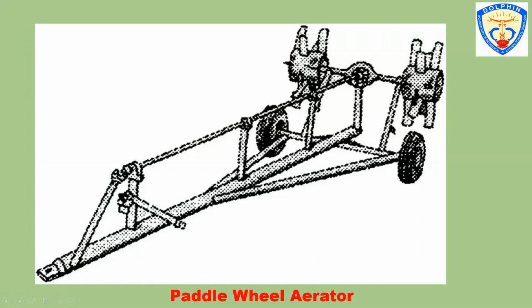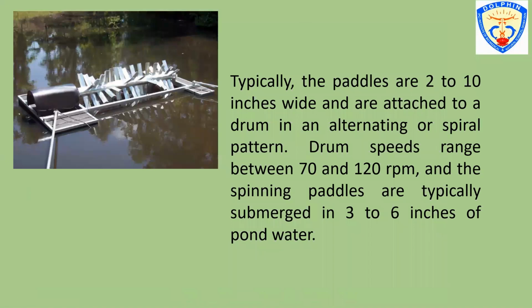So this is the diagram of a paddle wheel aerator. And these are the paddles which are arranged, and the rotation of these paddles will create the aeration in the pond water, and the dissolved oxygen content will be increased. This is the paddle wheel in operation, kept in a pond. In the figure we can see it is attached to a drum and the paddles are arranged on the drum, and they are in continuous motion and will circulate oxygen in the pond water.